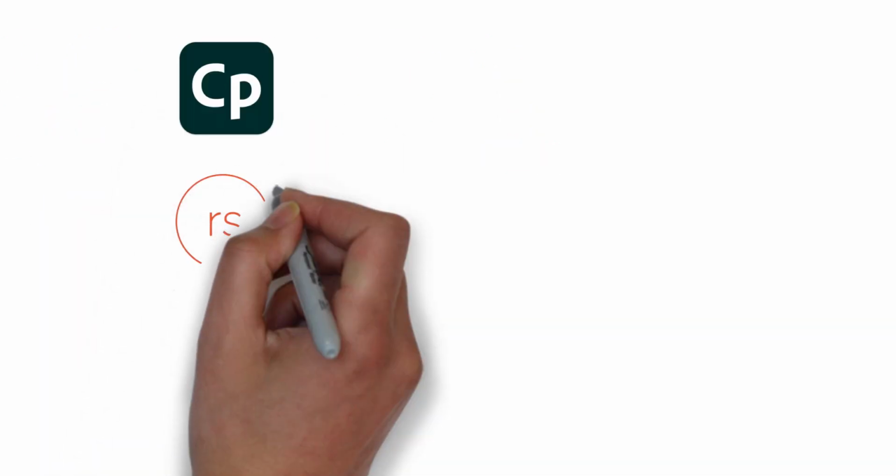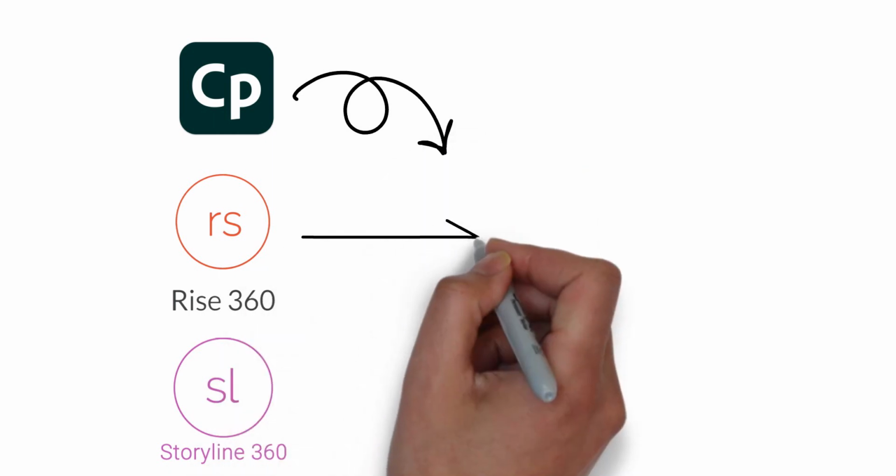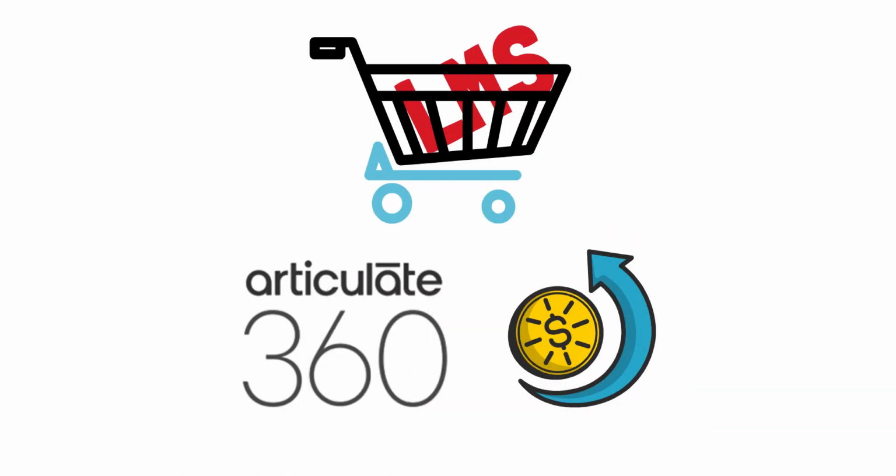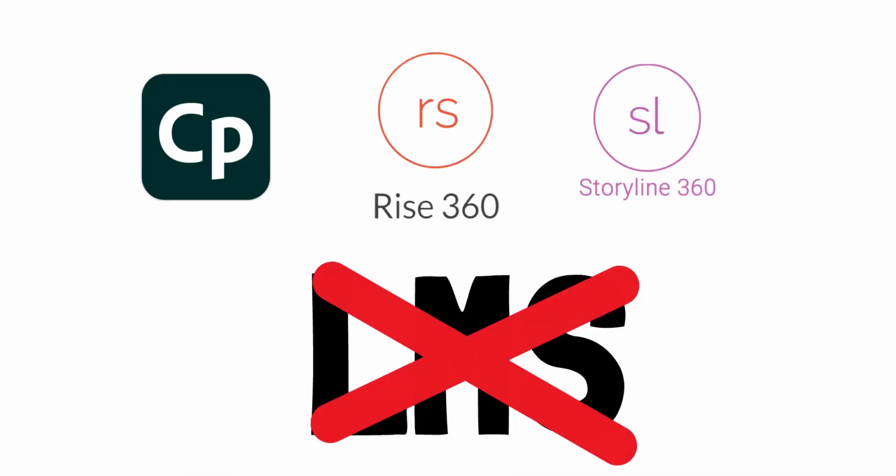So Adobe Captivate, Rise, and Storyline are all standalone authoring tools. They do not have an LMS. They're not part of an LMS. To be fair, Articulate does sell an LMS, but these are not part of an LMS.